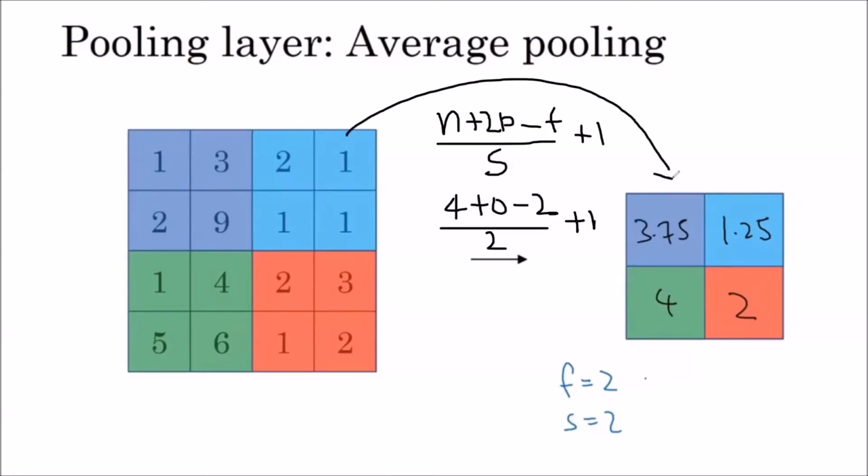After average pooling, what will be the output size? We use the same formula, (n + 2p - f)/s + 1, where n is the input matrix size, which is 4 by 4. Here we are not using padding, so p is 0. The filter size is 2, and we are using a stride of 2. So 4 minus 2 is 2, 2 by 2 is 1, 1 plus 1 is 2. So the output matrix size is 2x2.